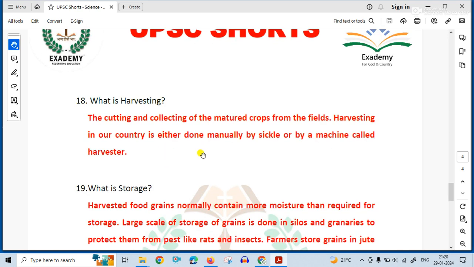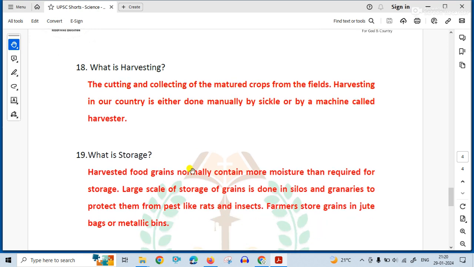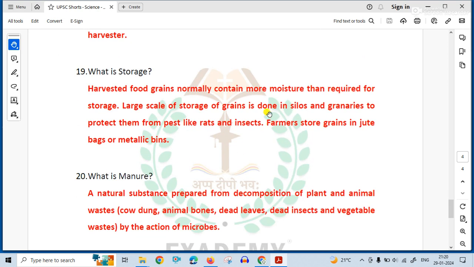What is harvesting? The cutting and collecting of the matured crops from the fields. Harvesting in our country is either done manually by sickle or by machine called harvester. What is storage? Harvested food grains normally contain more moisture than required for storage. Large scale storage of grains is done in silos and granaries in order to protect them from pests like rats and insects. Farmers store grains in jute bags or metallic bins.